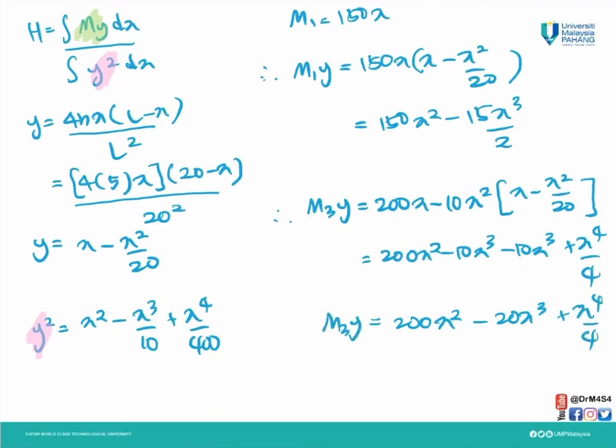Then we need to put those equations in to find our H. Now let's find the value for the integration between 0 to 20, because our length is 20, for y square.